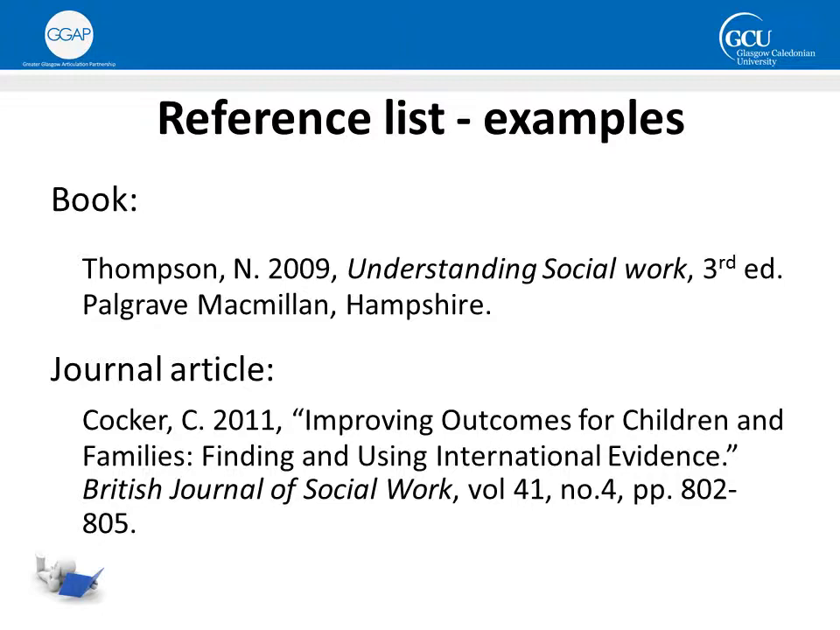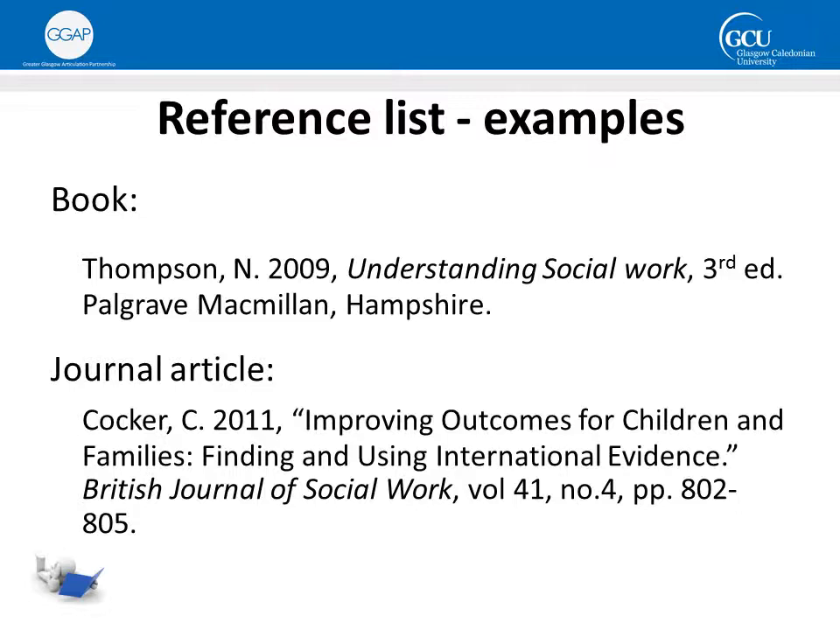Just to explain this to you then, if it does look a bit unfamiliar just now, in the reference to the book, for example, the ED stands for the edition of the book. Palgrave Macmillan is the name of the publisher, and Hampshire is the place that the book was published. All of this information can be found in the copyright page of books, which is usually positioned on the back of the title page.